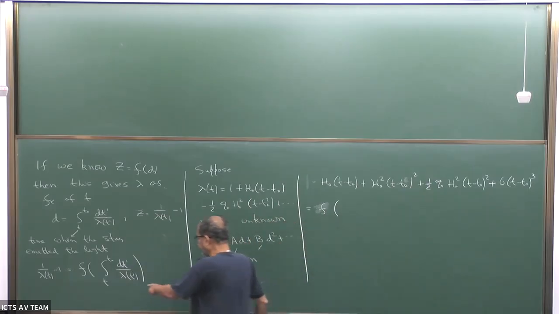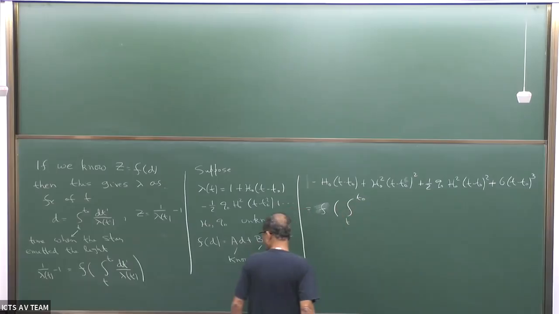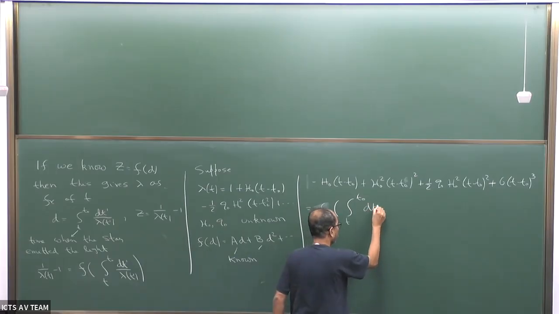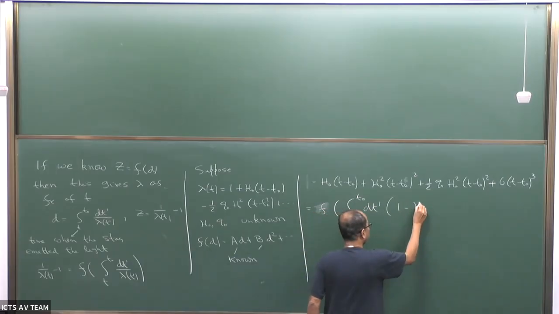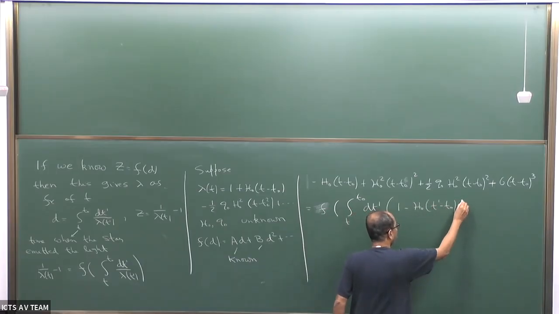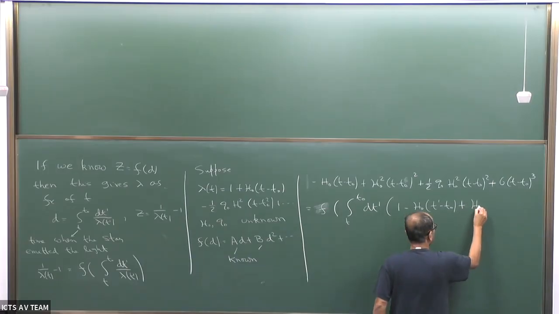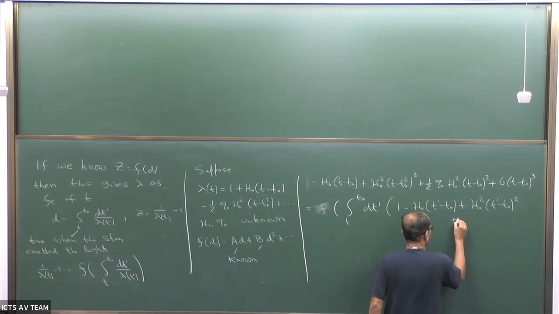So here I have f of the integral from t to t naught of dt prime, and again 1 over lambda dt prime times 1 minus h naught (t prime minus t naught) plus h naught squared. Okay, this part we will not really need. Let me write it anyway.